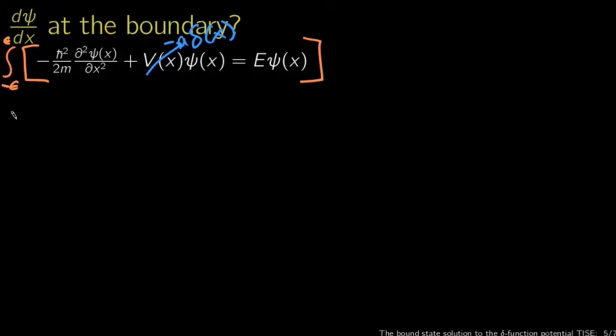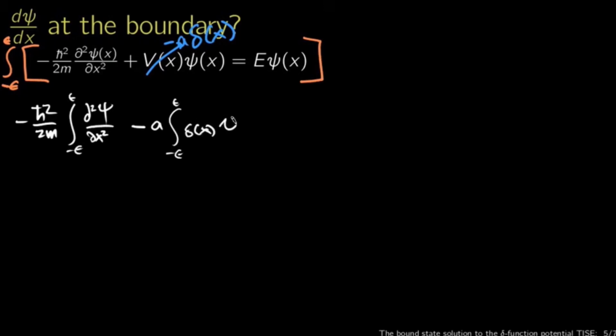To rewrite that, what we've got is minus h bar squared over 2m times the integral from minus epsilon to epsilon of the second derivative of psi with respect to x squared. That's our first term. Then substituting in for our delta function, we have minus a integral from minus epsilon to epsilon of delta of x psi of x. And then on the right-hand side, we have an integral from minus epsilon to epsilon of energy, which is a constant and can come out, psi of x. All of these integrals, and I've left them off all over the place, are taken with respect to x.